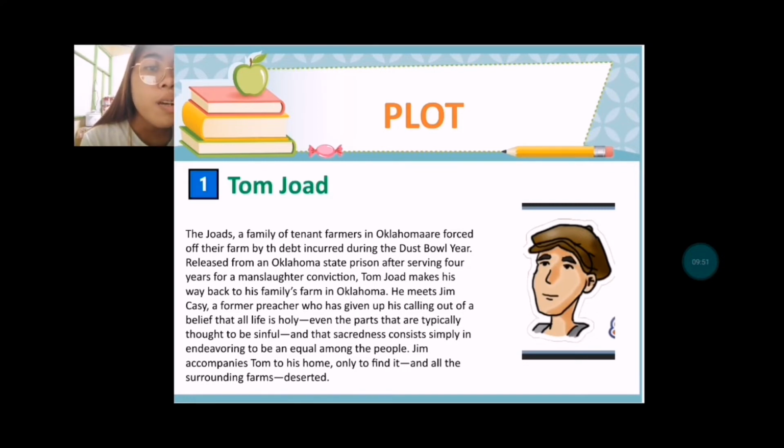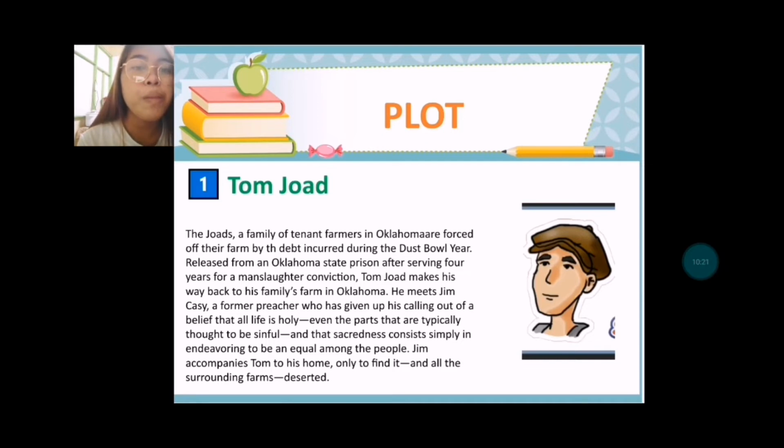Tom Joad makes his way back to his family's farm in Oklahoma. He meets Jim Casy, a former preacher who has given up his calling out of a belief that all life is holy, even the parts that are typically thought to be sinful, and that sacredness consists simply in endeavoring to be equal among the people. So Jim accompanies Tom to his home only to find it and all the surrounding farms deserted.